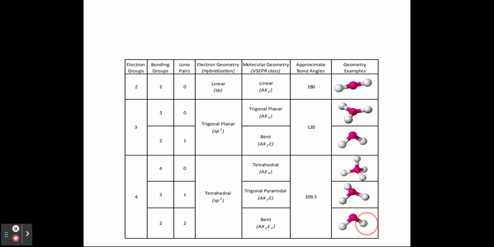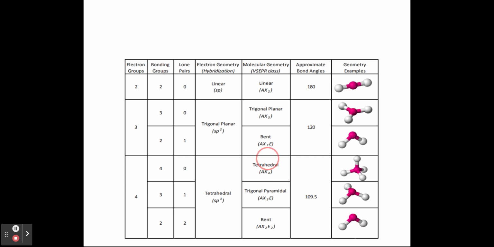This would be like water, right? Water had 2 lone pairs, 2 bonding pairs, and so you get this bent shape. But it's bent because you have 2 lone pairs here that aren't being shown. So the electron group geometry is tetrahedral, but the shape of the molecule, the molecular geometry, is bent.